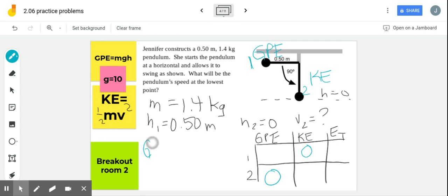So here we go. GPE1 is equal to mgh1, which is equal to 1.4 times 10 times 0.5. All right, we shouldn't need the calculator. 1.4 times 10 is 14, times 0.5, which is half, is 7.